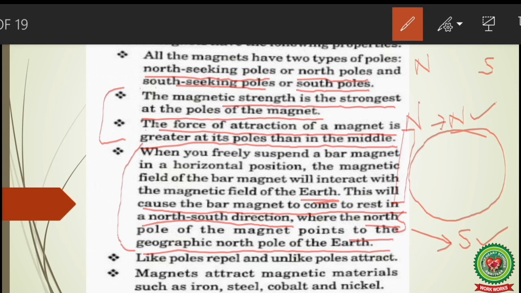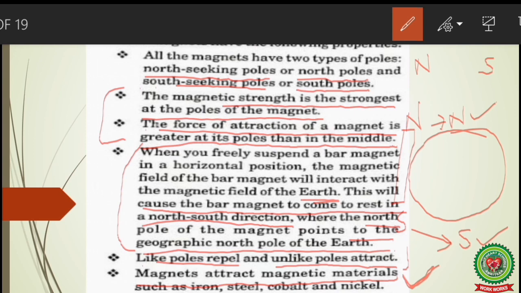Can you tell me one application of this property? Where is this property used? This property is used for making a compass, right? Next, like poles repel and unlike poles attract. This is the attraction and repulsion property of a magnet. The next property is that magnets attract magnetic materials such as iron, steel, cobalt and nickel. These are the magnetic substances. This property is called the attractive property of a magnet, right?